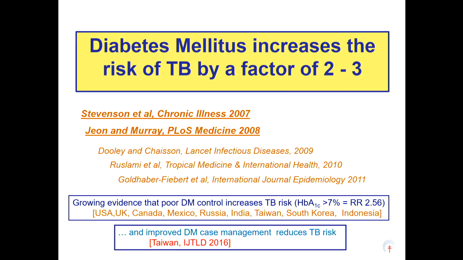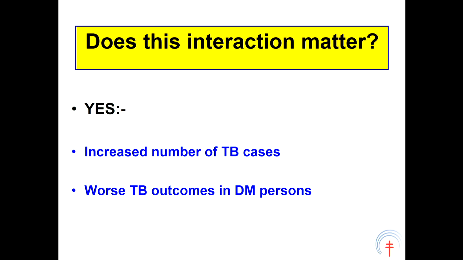There's also growing evidence that in people with diabetes, those who have poor diabetic control have an increased risk of tuberculosis. And conversely, those that have good case management and better diabetic control have a reduced risk of tuberculosis. So does this interaction matter between diabetes and TB? And the answer is an emphatic yes. We have a global escalating pandemic of diabetes mellitus. So we will see an increased number of TB cases. We also know that we have worse TB treatment outcomes in diabetic persons compared with normal people.